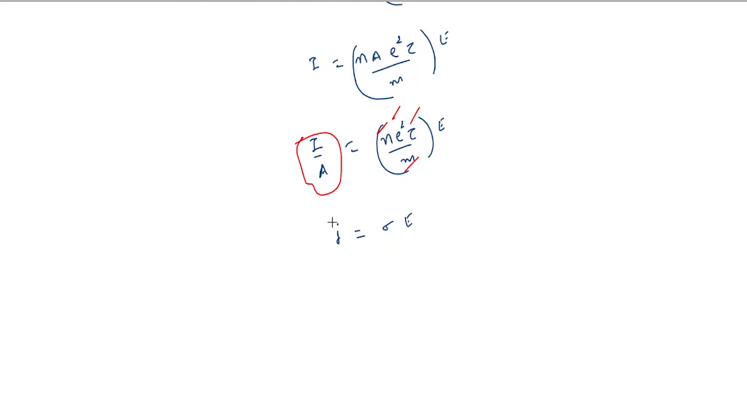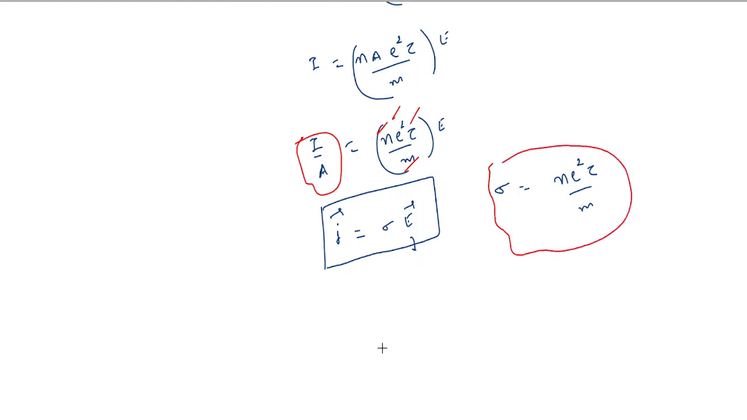In vector form, we can say vector J is equal to sigma into vector E, where sigma is called conductivity, that is given as n e square tau by m. The same thing was derived using Ohm's law alone, where we got the same form, but there we didn't know what is the form for sigma, and this is a more general expression which tells us what is the value of sigma also. So this is the relationship between current density and conductivity.